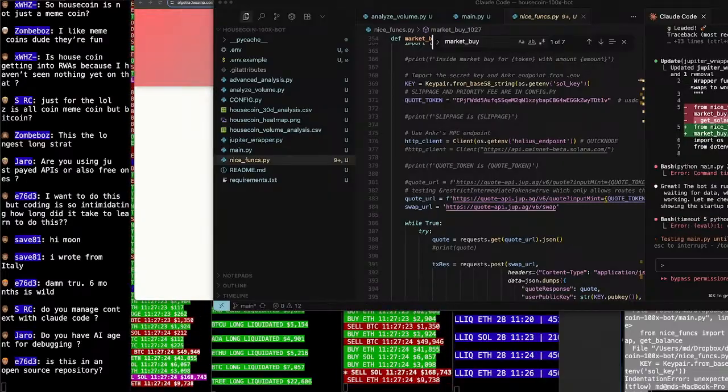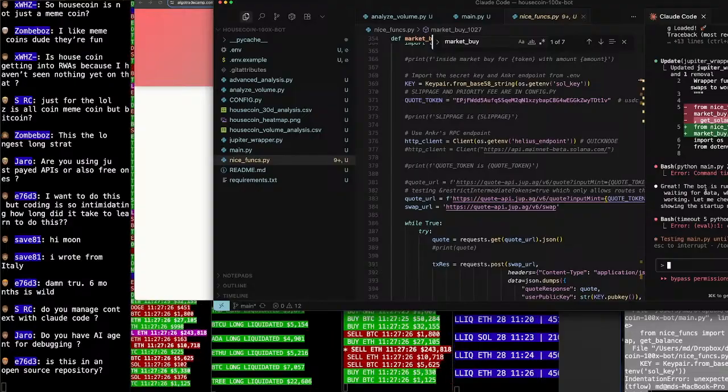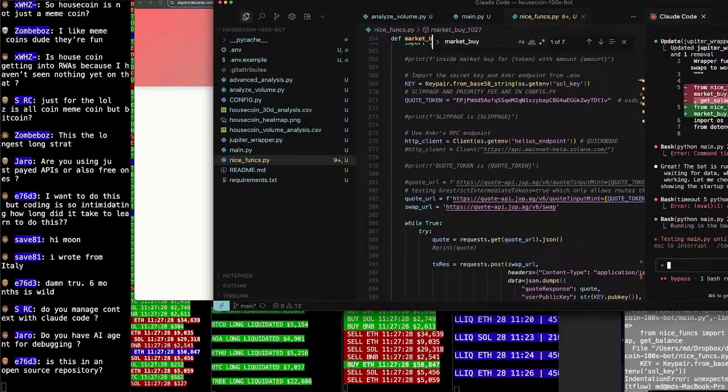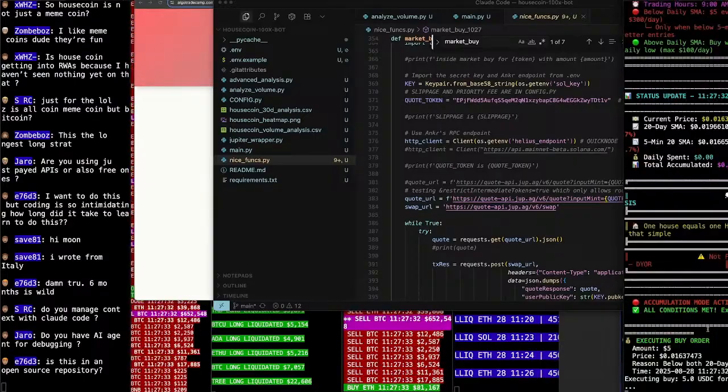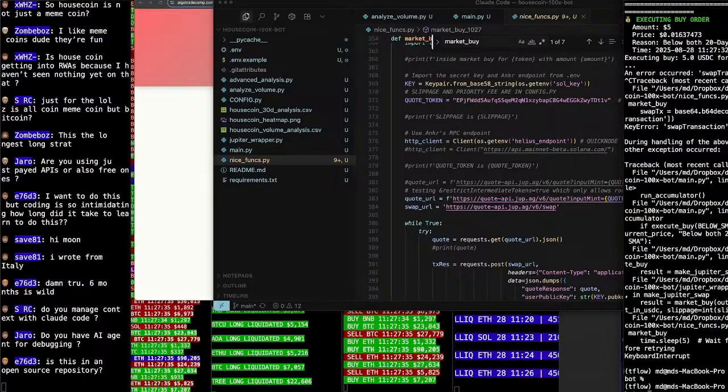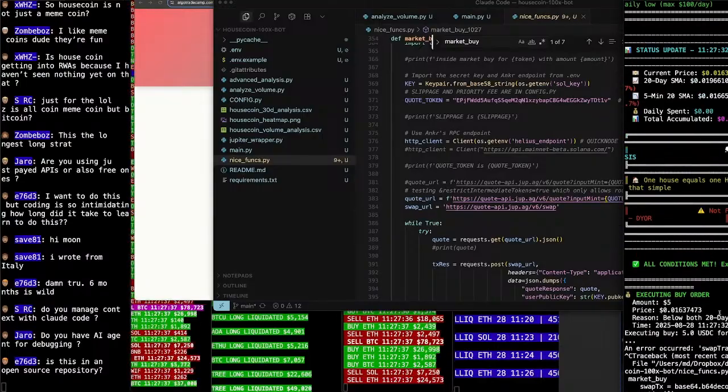Okay, the bot is now running without errors. It's waiting for the data, which means the imports are working correctly. Let's go ahead and run it. Beautiful. So error and swap transaction. Perfect.